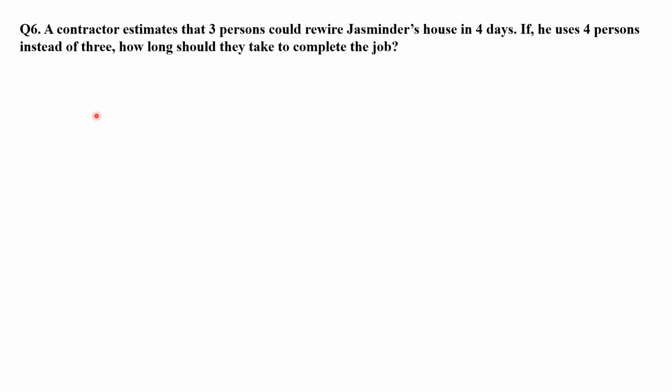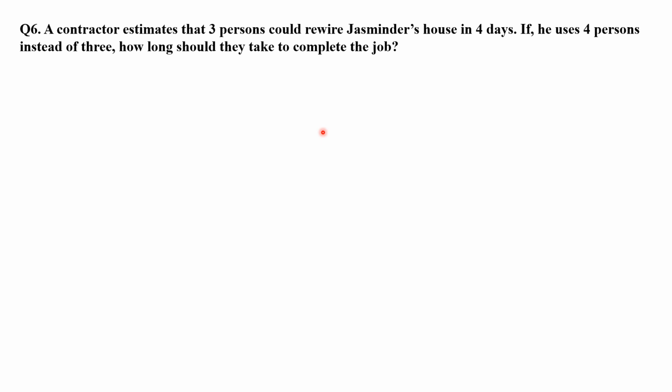Now question number 6. A contractor estimates that 3 persons could rewire Jasminder's house in 4 days. If he uses 4 persons instead of 3, how long should they take to complete the job? So now this question is also similar to the previous question. So what you can do, you pause your video, solve by yourself, and then you cross check your answer.